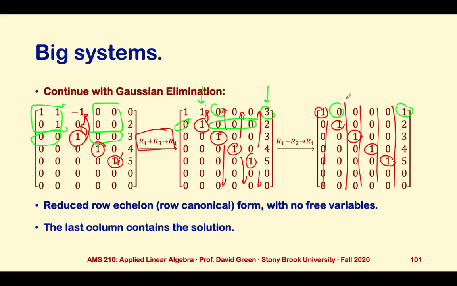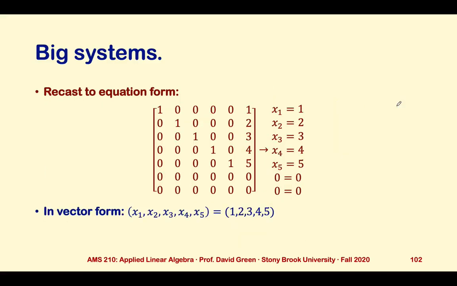The last column of this form directly contains the solutions. How is that? Well, we can see that by recasting to equation form and discovering that this form is a ridiculously simple equation. Remember, the first entries here correspond to the variables x1, x2, x3, x4, and x5, and the last is the right-hand side.